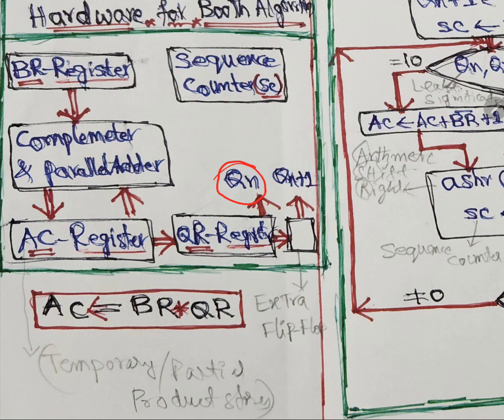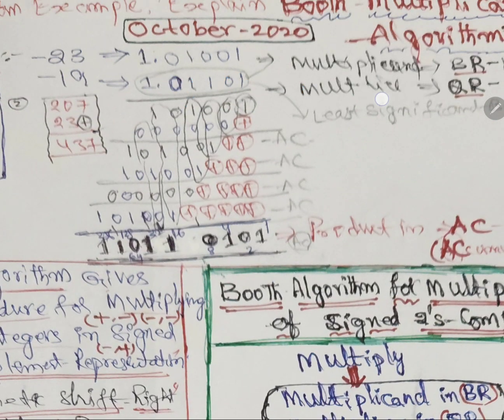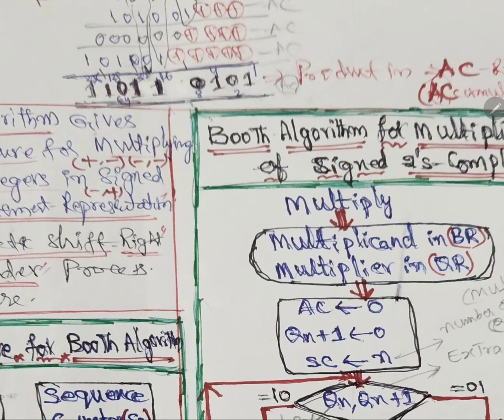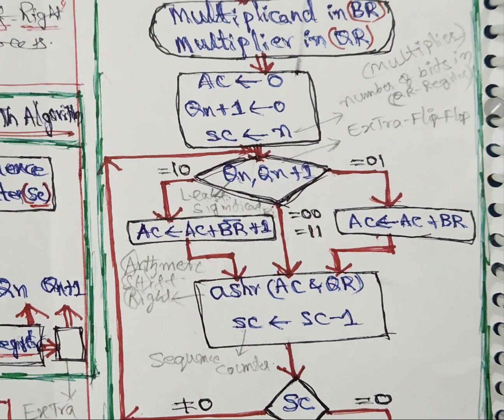I will show you here. This value is the multiplicand's least significant bit, the starting bit. One by one we will take them. And here Qn plus 1 is initially 0. That's what he has given in the flowchart. See here, Qn plus 1 is the extra flip-flop.